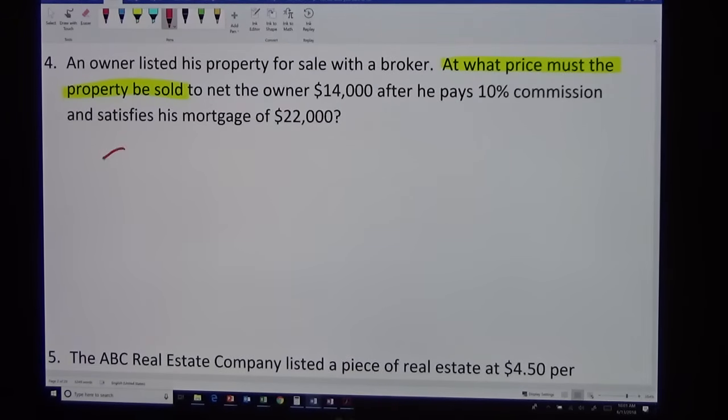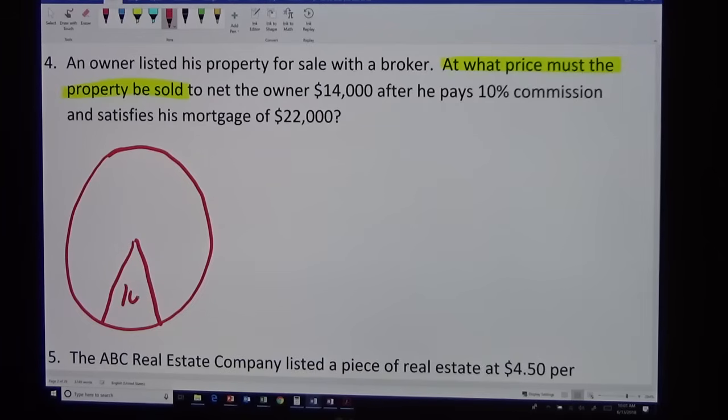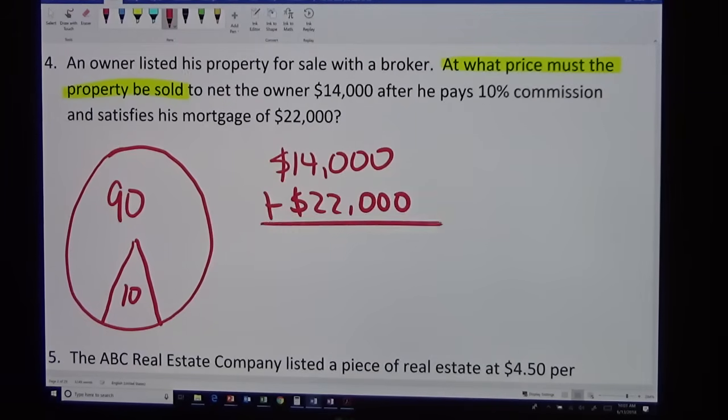Whenever we have a seller net question, remember we're going to think of the whole transaction as a pie chart, which represents 100%. But there's a slice coming out of that pie. The brokerage commission is a 10% slice coming out of that pie, which means the seller's slice of the pie, or the remainder, is 90%. So now let's look at the cash side of things. The owner needs to net $14,000. So we need that much cash. He's also got to pay off a mortgage of $22,000. So in total, we need $36,000 in cash, but that's after we've paid our commission.